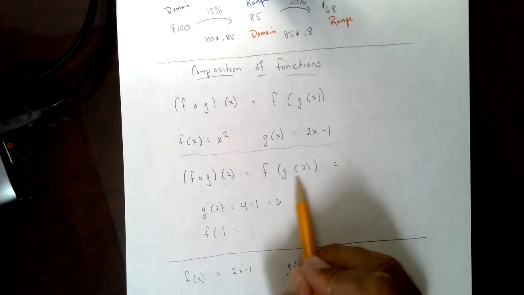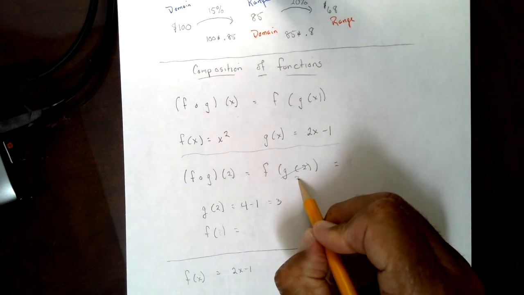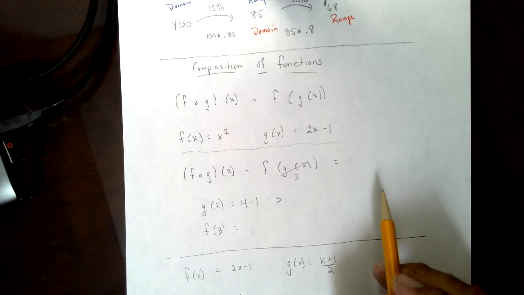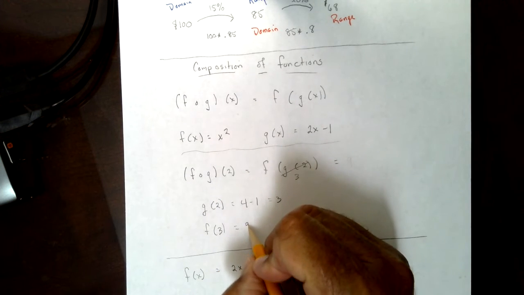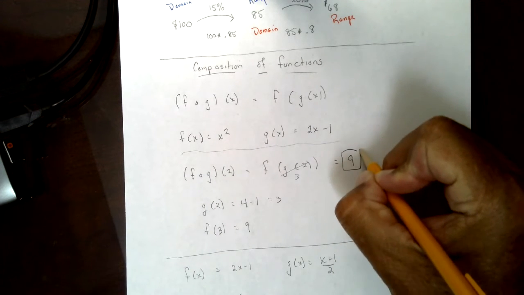So now this g of 2 is going to be replaced by the number 3. And I'm going to take f of 3, plug it into my second function. This simply says to square it, which gives me a 9. So f of g of 2 would in fact equal 9.